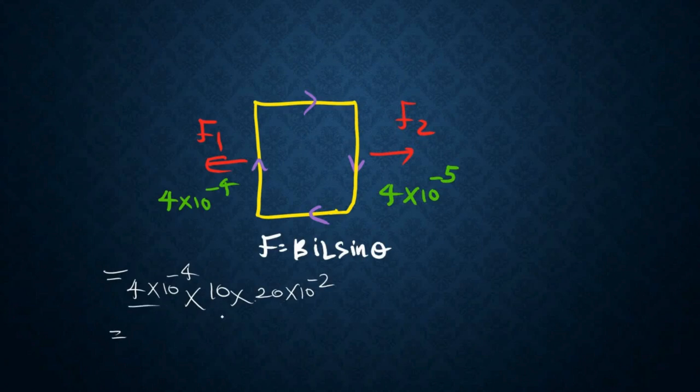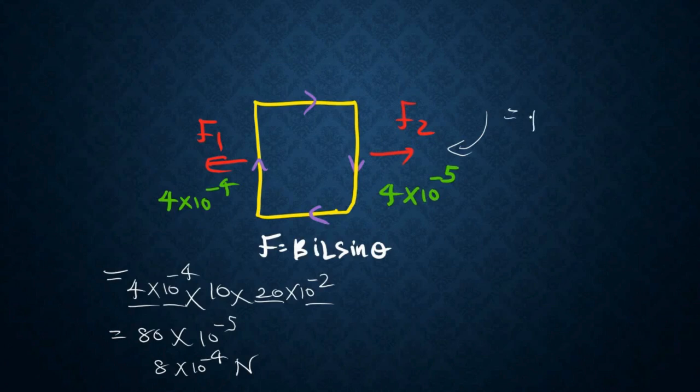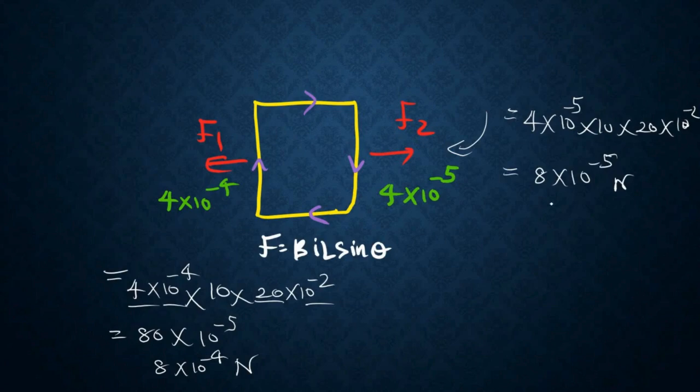Let's get the value then. That's 4 into 20, it's 80, times 10 to the power minus 4, 10 to the power minus 6, and 10 to the power minus 5. So it's 8 into 10 to the power minus 4 Newton. And let's apply for the other side. 4 into 10 to the power minus 5 B, I 10, L 20 into 10 to the power minus 2. So the only difference is this 10 to the power minus 5, right? So the value will be 8 into 10 to the power minus 5 newtons, right?